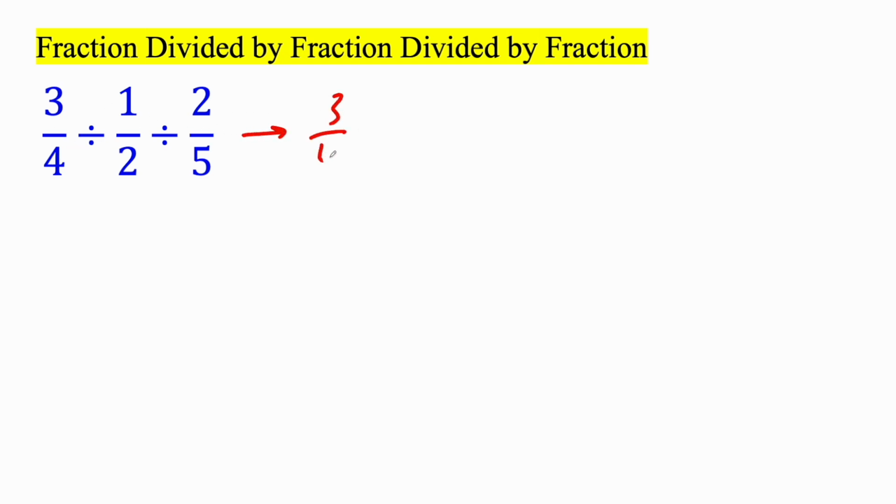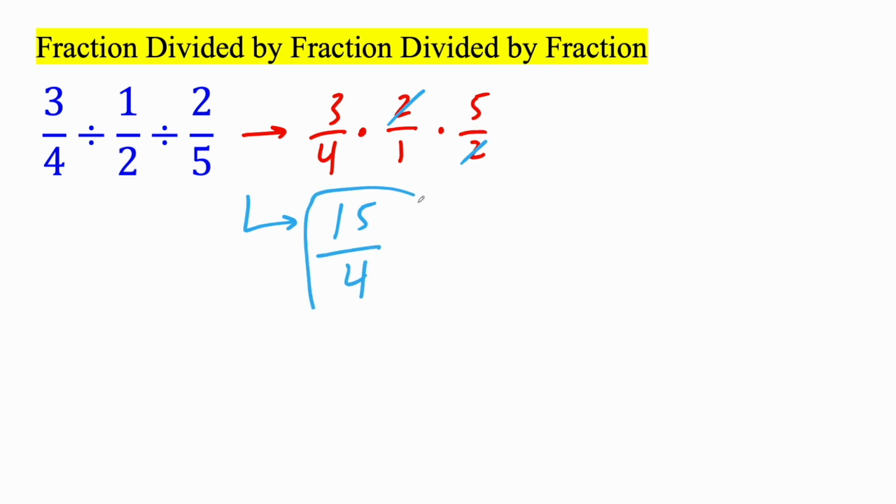Now, in order to solve this problem, we're going to keep our 3/4. So I'm going to keep my 3/4, and instead of dividing these two pieces, I'm actually going to multiply by the reciprocal. So instead of 1/2, I'm going to do 2 divided by 1. Instead of 2/5, I'm going to do 5 divided by 2. And now it's pretty easy, just multiply it out. But we can see some cancellations, like this 2 and this 2 gets canceled. So now we have 3 times 5, which is 15, divided by 4. And this right here is our final answer.